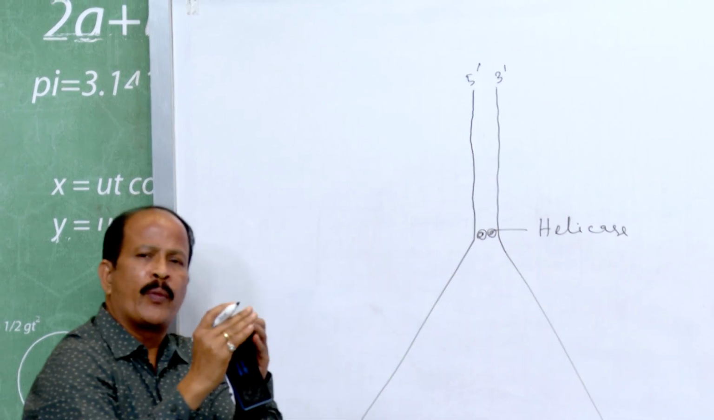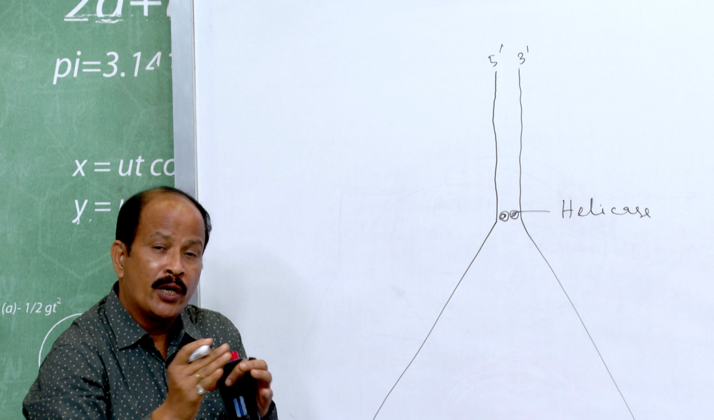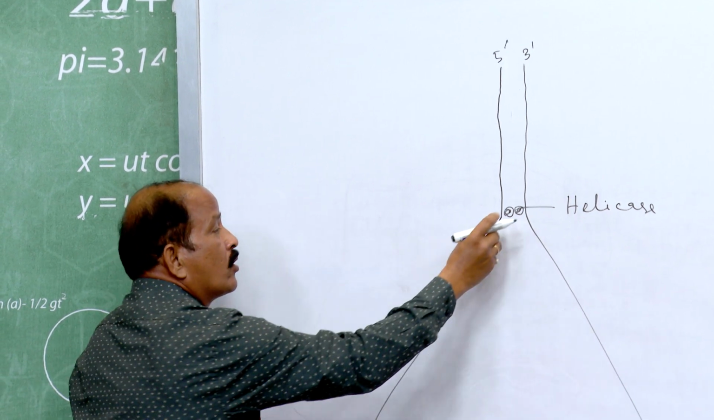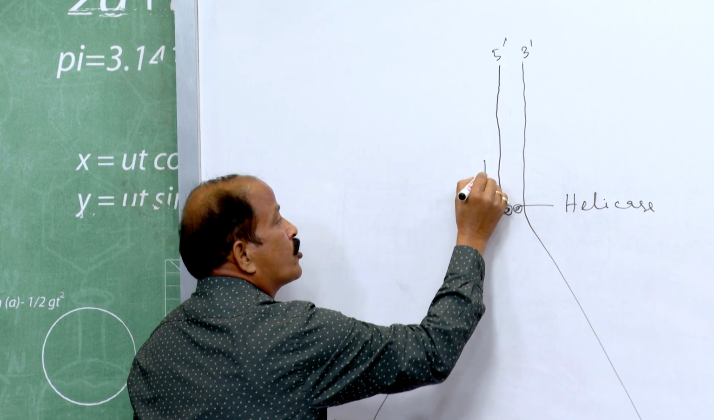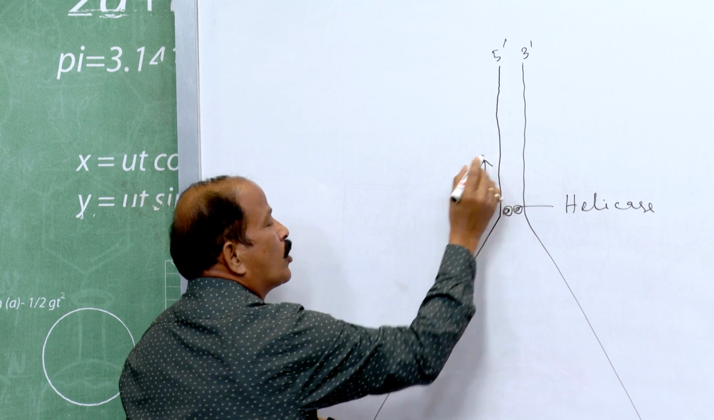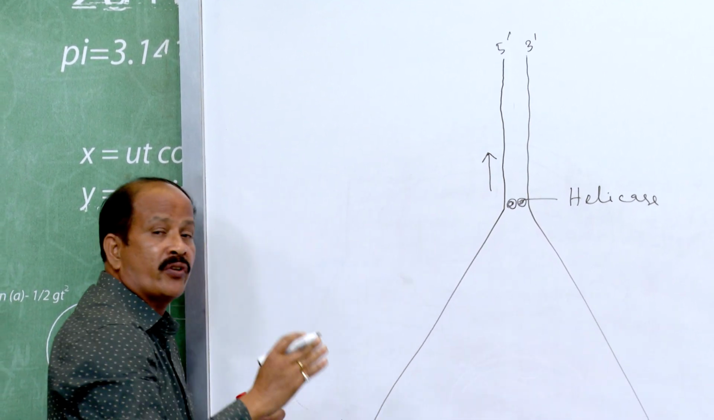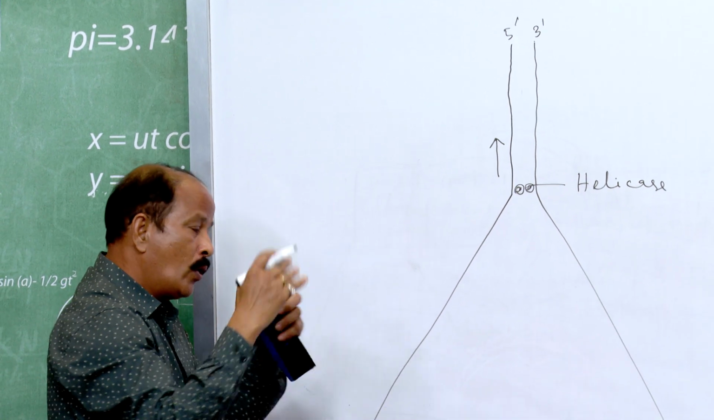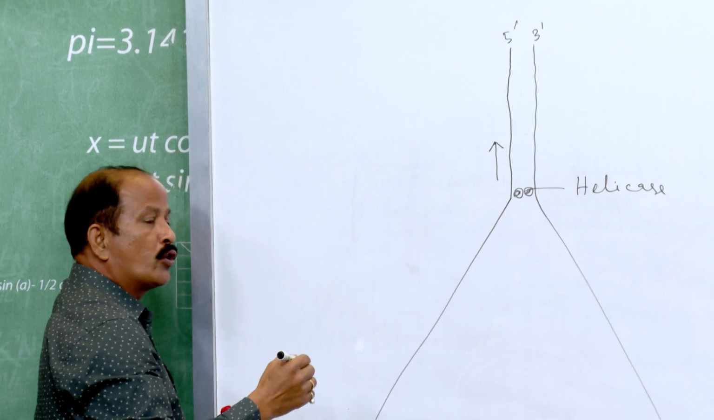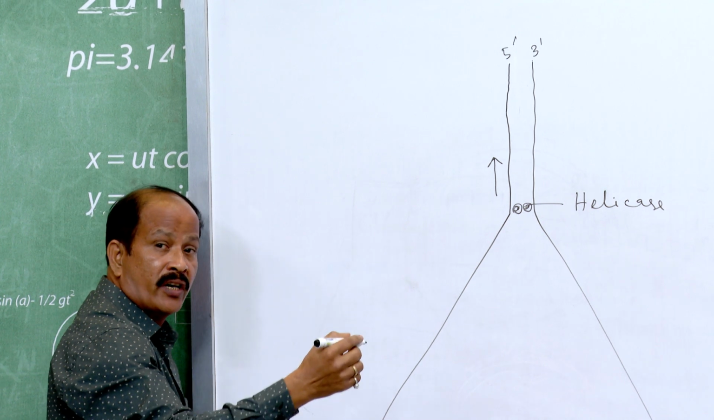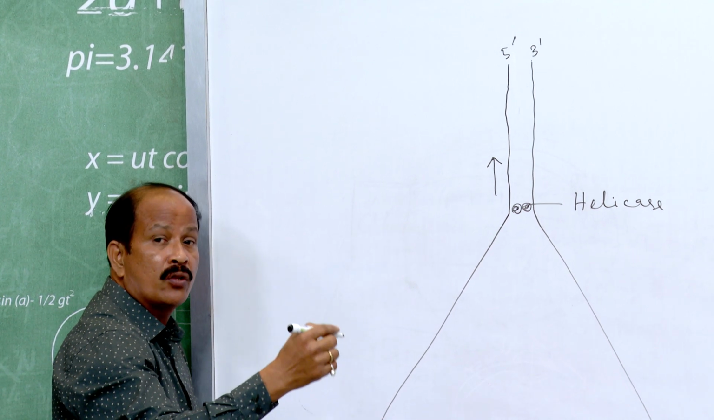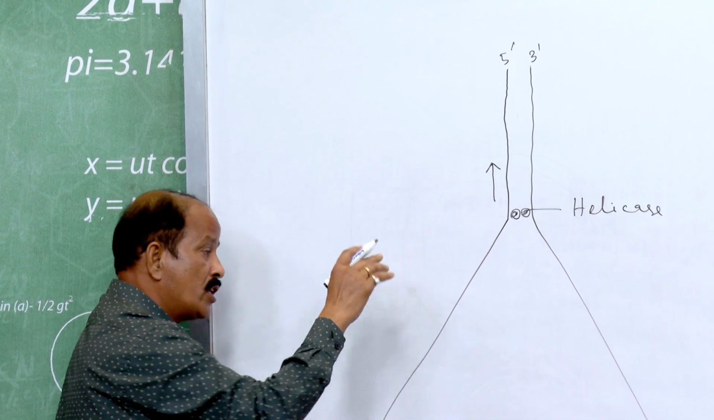Helicase breaks the bond with the help of ATP, and the fork moves in this direction. So, this is the direction of the fork movement, and now these are the two template strands available. We will see how the new, nascent strands are synthesized by the enzymes and the proteins involved.